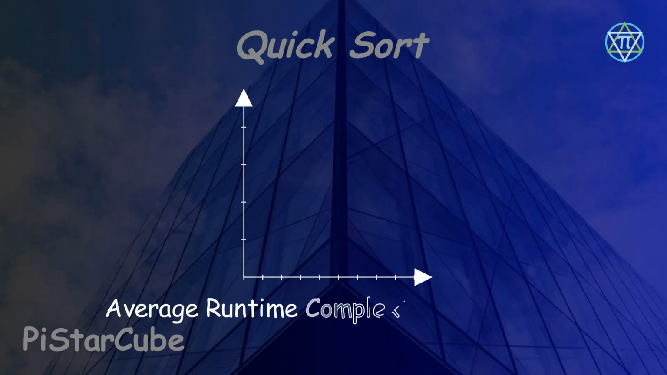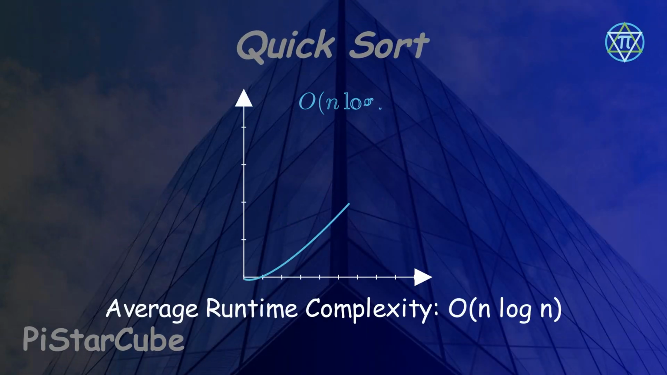Here we have a graph showing the average time complexity of quicksort, that is O(n log n). As you can see, the graph slopes up as the input size increases, but not as steeply as other algorithms like bubble sort or insertion sort, which have a time complexity of O(n²). This means quicksort is much faster for larger datasets. For comparison, merge sort also has a time complexity of O(n log n), which is similar to quicksort.